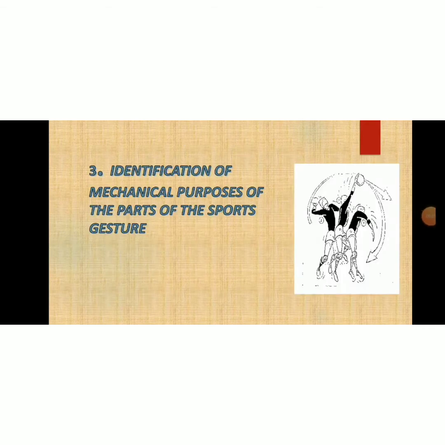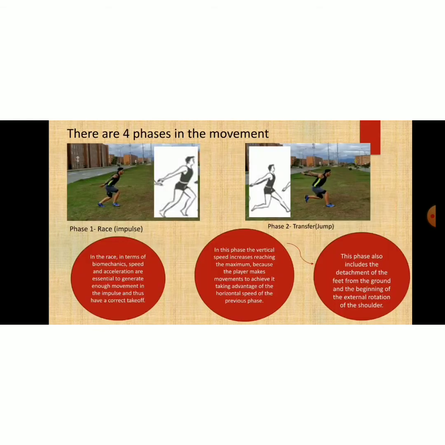Identification of the mechanical purpose of the parts of the sport gesture. Shoulder: get adequate ball speed and trajectory. Knee: supports the entire leg, taking care of the movement in order to achieve correct execution. Hip: helps stabilize the body and give consistency to the movement from the feet to the trunk, to give strength to the blow.